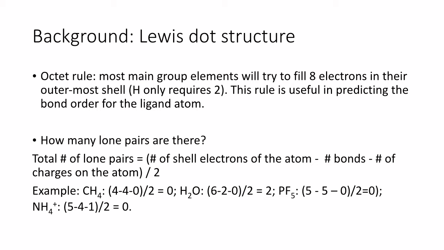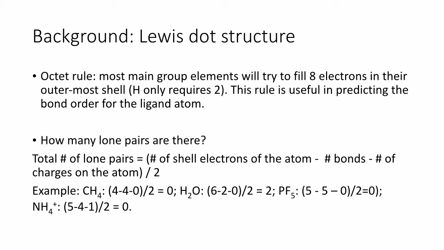A couple of examples. For example, methane, for the carbon atom, you start with 4 valence shell electrons for the neutral carbon atom. There are 4 single carbon-hydrogen bonds. You subtract 4, and there's no charge, so subtract 0, and then you take the result, divide by 2, that's 0. Okay. And in the other case, ammonium ion, for example, you start with neutral nitrogen, that's 5. There are 4 nitrogen-hydrogen single bonds, so that's 4, and there's a positive charge, so minus 1. You take the result, divide by 2, that's 0 again.